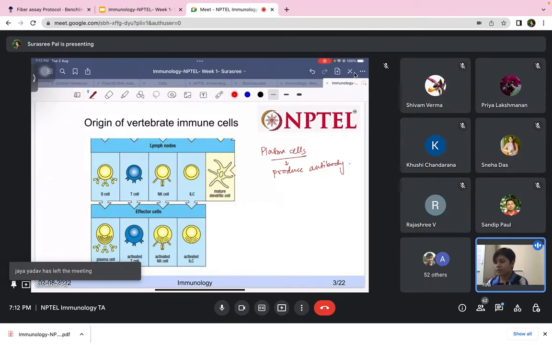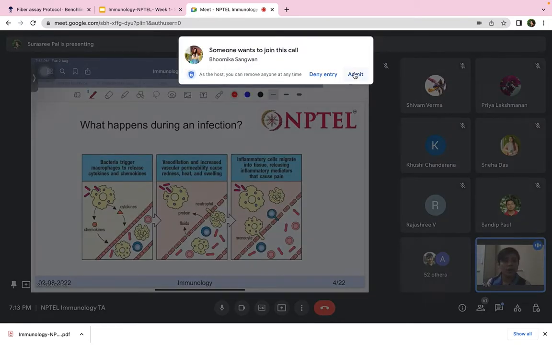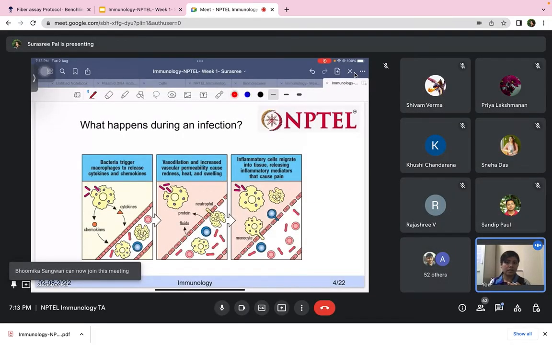If this part is clear, we will now move on to what happens during an infection. So I guess you all are very curious to know whether the immune system is able to protect our body from different kinds of infections, and as we know there are many pathogens in our environment, and if many of these pathogens try to infect us, what is the role of the immune system, or what is the first response of the immune system?